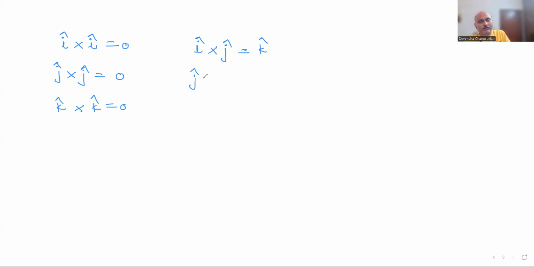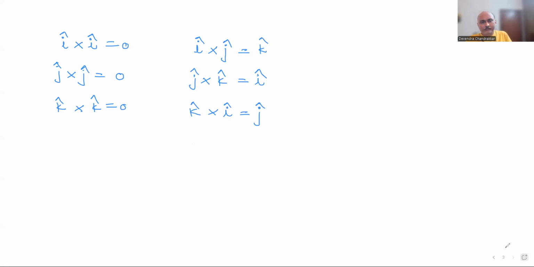And then we learned about I cross I, J cross J. The cross product of parallel and anti-parallel vectors is always 0. This we learned in yesterday's session. And then we learned about three vectors making a right-handed Cartesian coordinate system. So I cross j is k, j cross k is I, k cross I is j. So this is what we learned in the previous session, right?